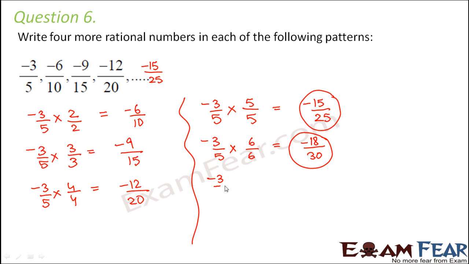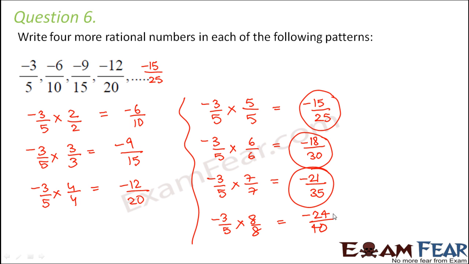For the next one, we would multiply the numerator and denominator by 7, which would give us minus 21 by 35. And finally, for the next one, we multiply by 8. So we get minus 24 divided by 40. So basically minus 15 by 25, minus 18 by 30, minus 21 by 35 and minus 24 by 40. These are the 4 rational numbers in this pattern.